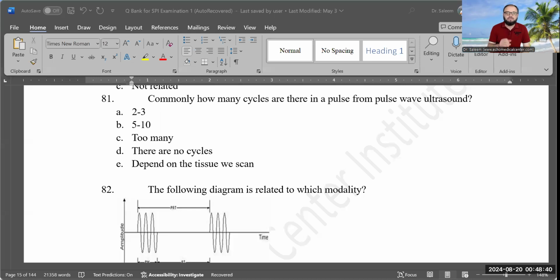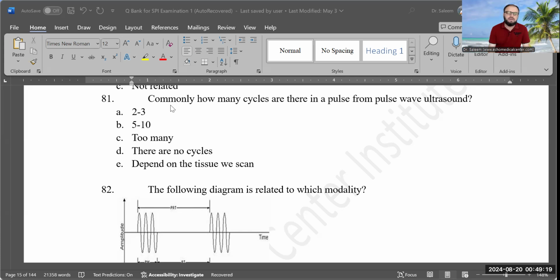Okay, so now the question is, commonly how many cycles are there in a pulse from the pulse wave ultrasound? Like normally or commonly, how many cycles are there when we do imaging, when we take pictures in ultrasound or sonography? Is it 2 to 3, 5 to 10, too many, like uncountable, or there are no cycles in the imaging involved? Or does it depend on the tissue we scan? So it just depends on the tissues and then the transducer will send how many cycles. So what do you think? Which one is the correct answer?